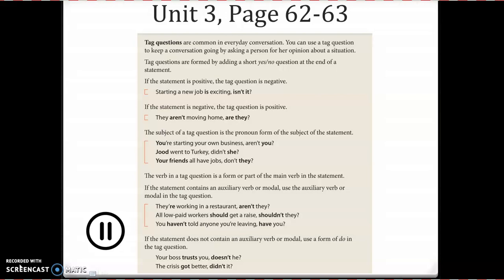Well, let's take a look at the first sentence. Tag questions are common in everyday conversation. You can use a tag question to keep a conversation going by asking a person for her opinion about a situation. Tag questions are formed by adding a short yes or no question at the end of a statement. Now let's take a look at this more in depth.